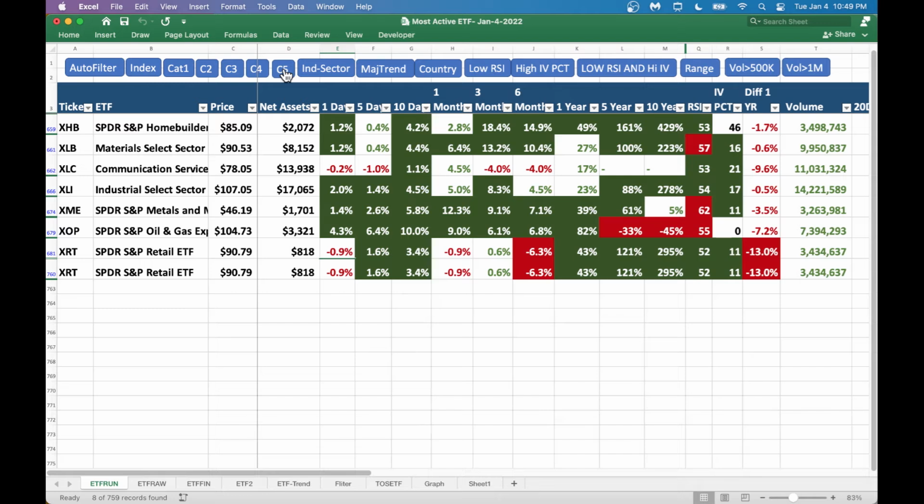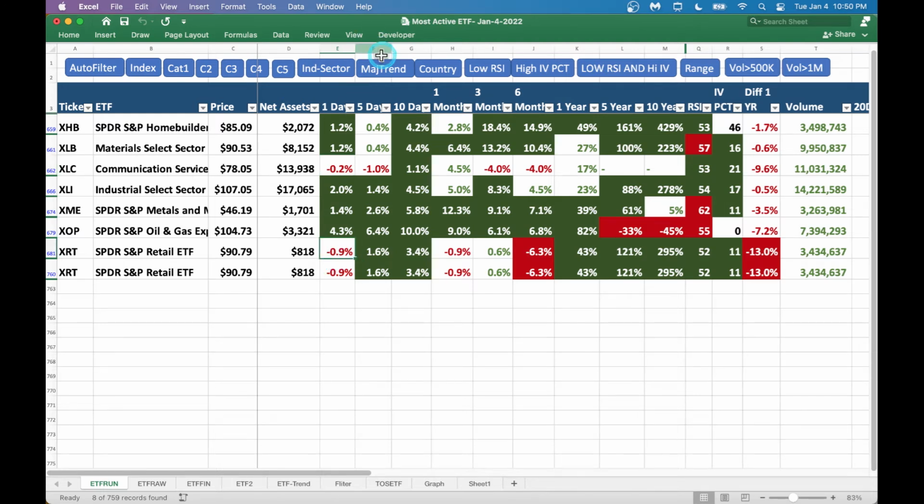And we got your remaining sectors here: home builders, and materials, and so on and so forth. Most of these are, as you can see here, doing nicely, with the exception of communications down slightly, which is Facebook and Snapchat and so on and so forth, and even Verizon, AT&T. And retail, as you can see, are down slightly with the Omicron fears.